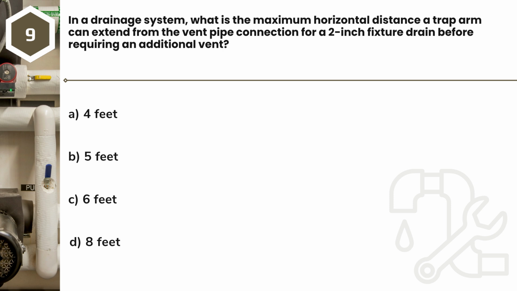Question 9. In a drainage system, what is the maximum horizontal distance a trap arm can extend from the vent pipe connection for a 2-inch fixture drain before requiring an additional vent? A. 4 feet. B. 5 feet. C. 6 feet. D. 8 feet.